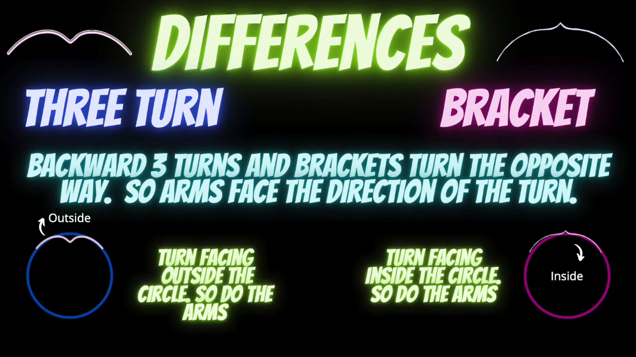So when you do your backward 3-turn, this is also a difference, but we kind of mentioned this in a similarity. When you do your backward 3-turn, even though your turn is facing inside the circle, your arms are going to be facing outside of the circle so you can complete the turn. Now, when you're doing a backward bracket, your arms are going to be facing inside the circle, even though the point will still be facing outside of the circle. So that's where it gets a little confusing and hairy.